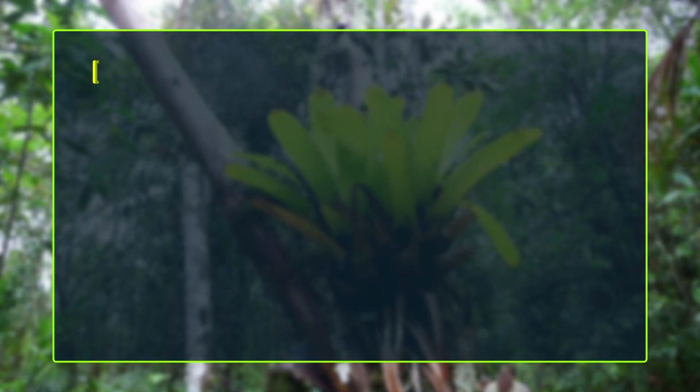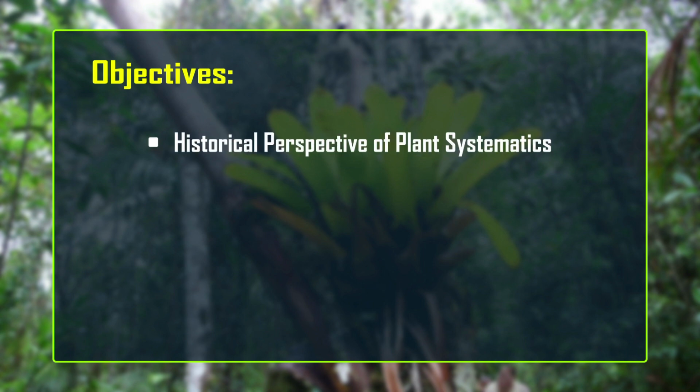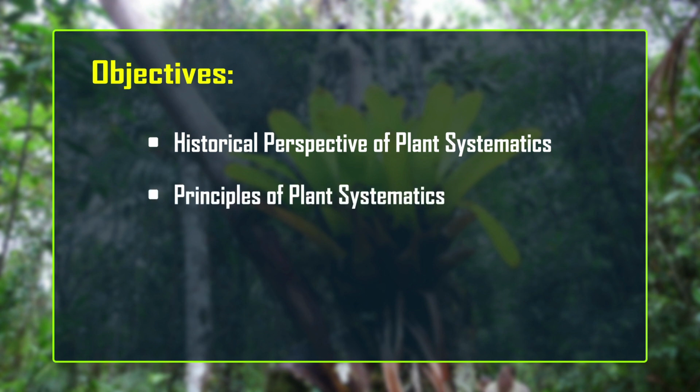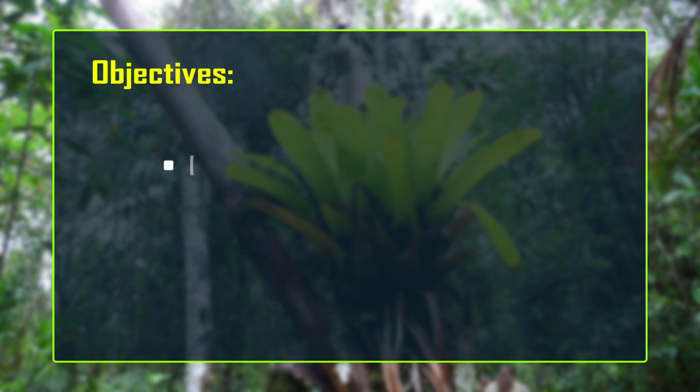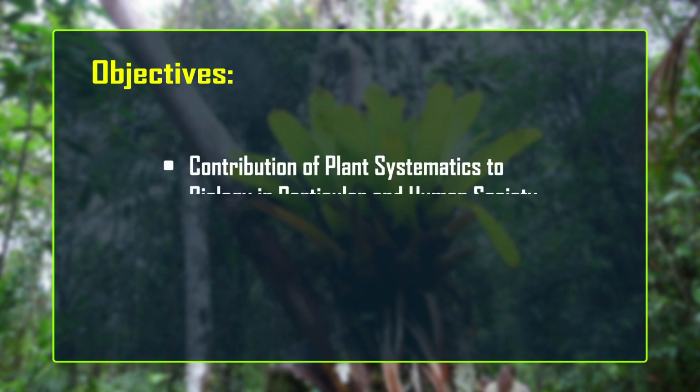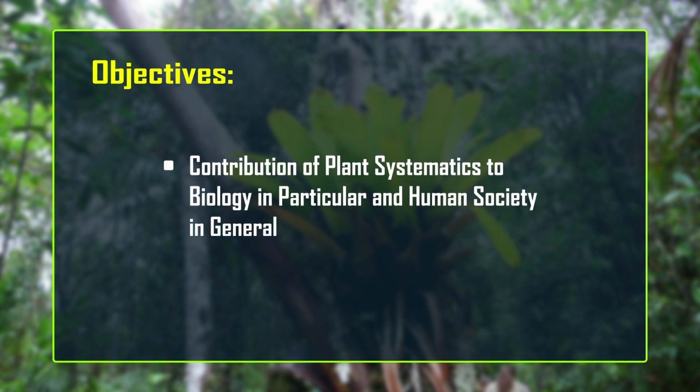In this lecture, being an introductory lecture, our topic is Introduction to Plant Systematics. First of all, we will have a historical perspective, that too brief, of plant systematics. Then we will highlight the various principles of plant systematics, followed by the various components of plant systematics. This will be followed by highlighting the different phases of plant systematics, and lastly we will highlight the contribution of plant systematics to biology in particular and human society in general.